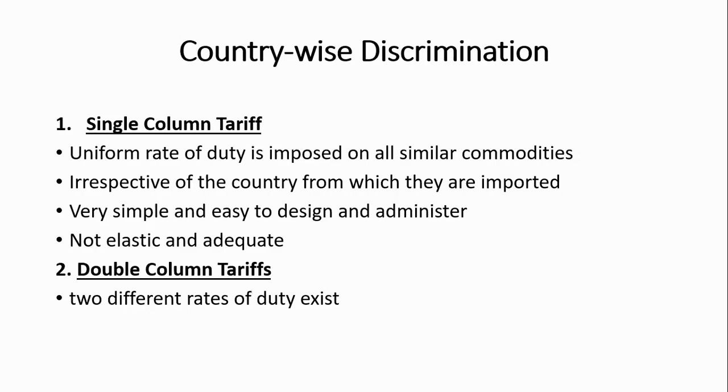In the single column tariff, a uniform rate of duty is imposed on similar commodities wherever they may be imported. Whatever the country from which the commodity is imported, the rate will be the same if the commodities are similar. So this is called a single column tariff. It is non-discriminatory in its nature.